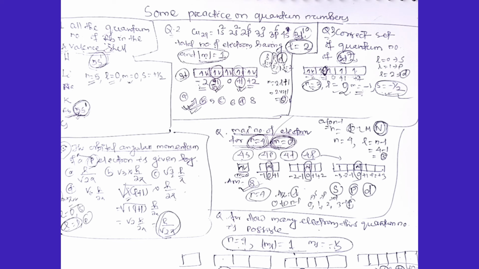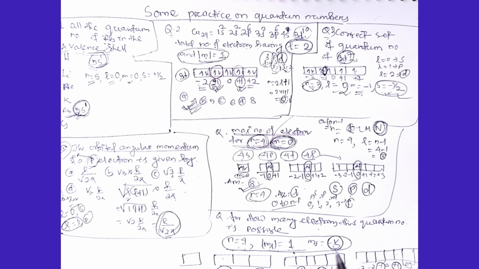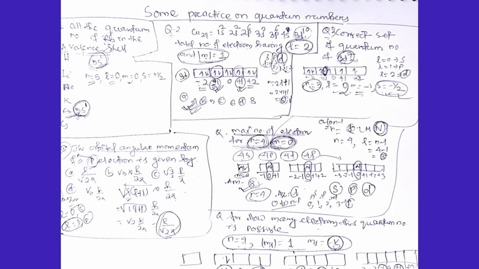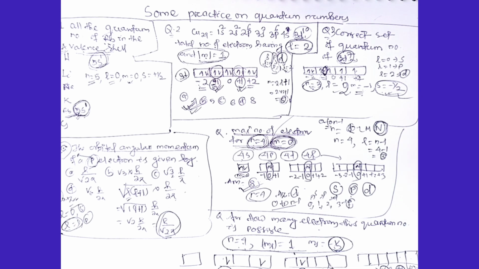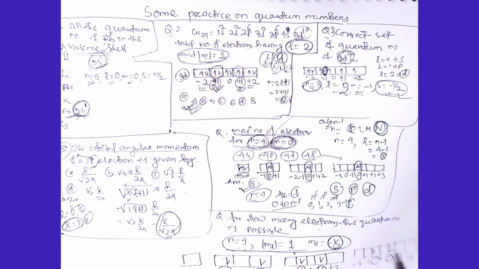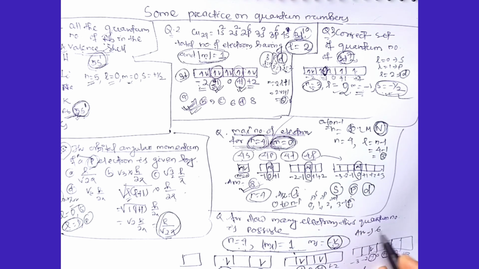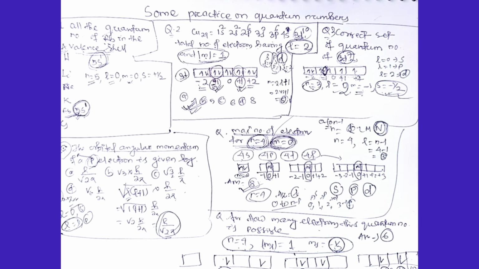Each orbital can accommodate a maximum of 2 electrons. If it is revolving clockwise, we give the notation plus half, and if it is revolving anti-clockwise, we give the notation minus half. But here we are restricted to taking only electrons having anti-clockwise rotation. So here I assign 1 electron, here 1 electron, and so on: 1, 2, 3, 4, 5, 6. So the answer will be 6. This is the way we have to approach all the problems regarding quantum numbers.